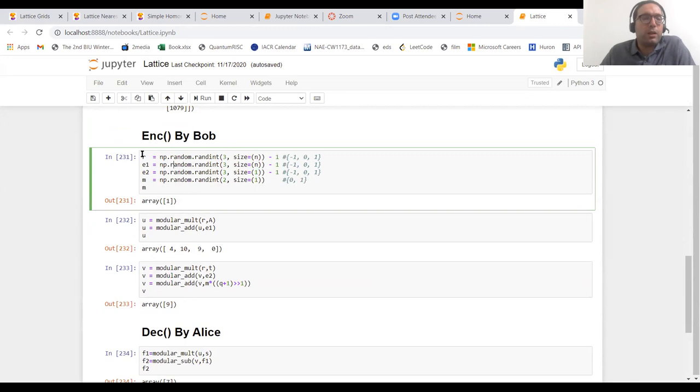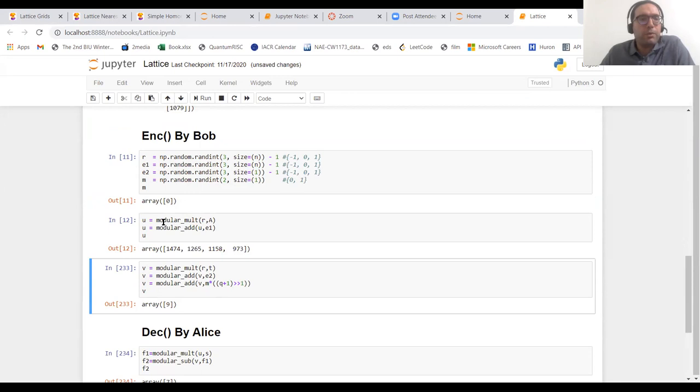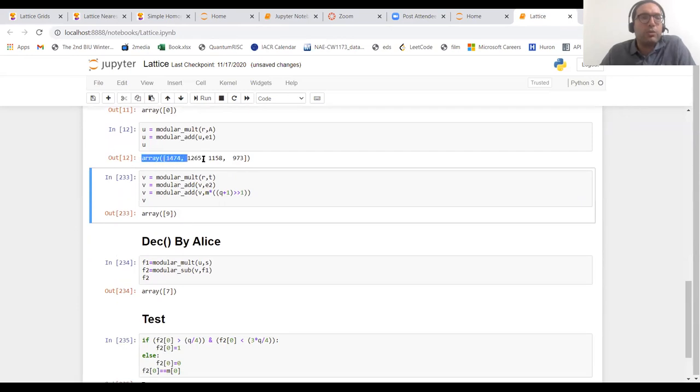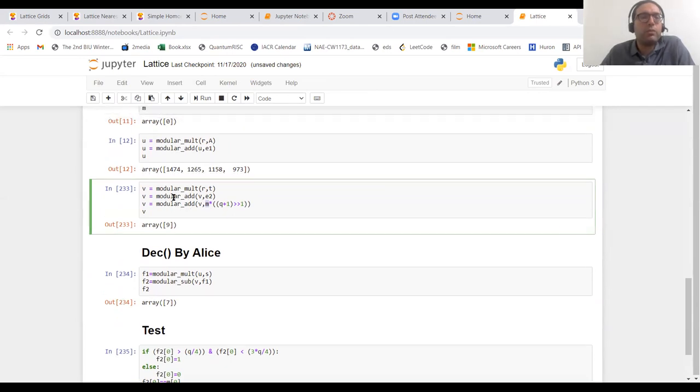On the other side, Bob chooses the vector R as a random number with small coefficients, and noise E1 and E2, and also the message M between 0 and 1. Then he computes U by multiplying R times A and adding E1 to the product. So U is this vector. Then he computes R times T plus E2 plus message M. The message M, as we discussed, will be converted to zero if it is zero, while one will be converted to (Q plus one) divided by two.